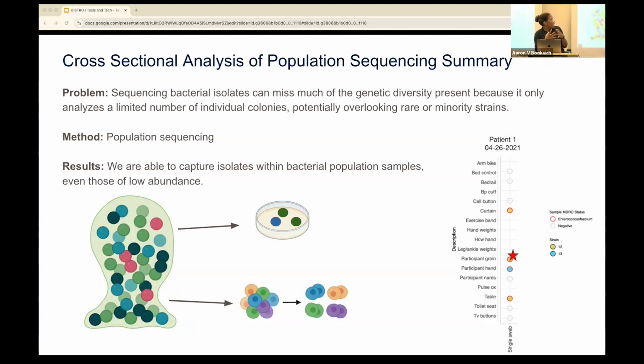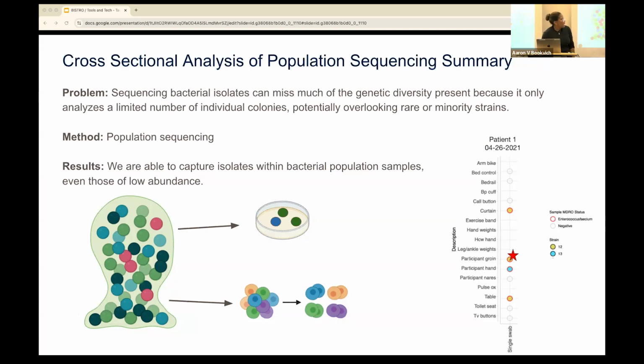And the results we were able to capture isolates within bacterial population samples, even those of low abundance. So typically if you have a bacterial population, let's just say the red circles are low abundance, and just by chance, as you're going through the culturing process, you end up not capturing it in an isolate that you pick up for sequencing. But if you're looking at population sequencing, we have everything at once, and luckily the resolution is so good that we're able to see things that are in low abundance as compared to isolate sequencing.